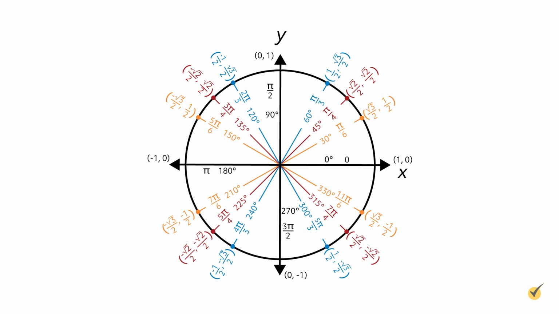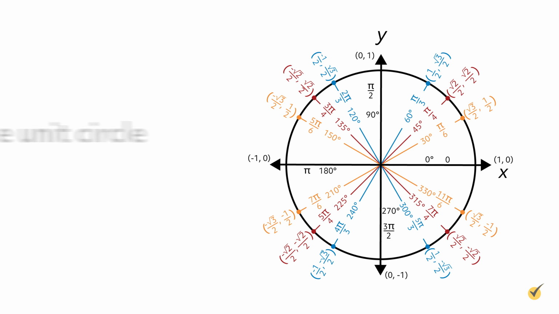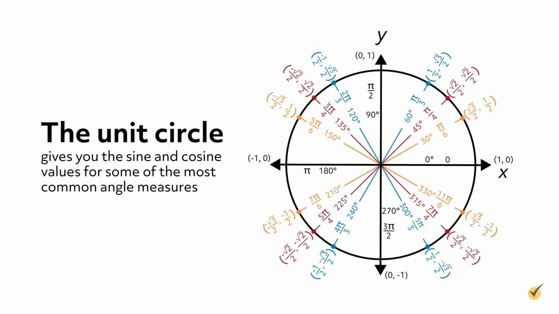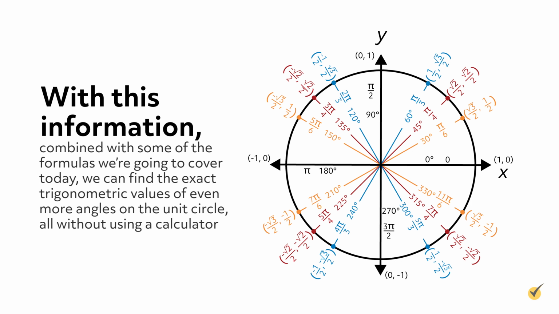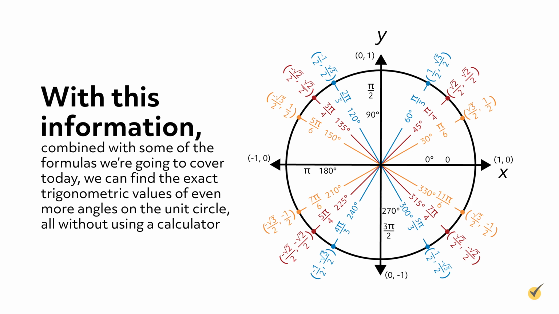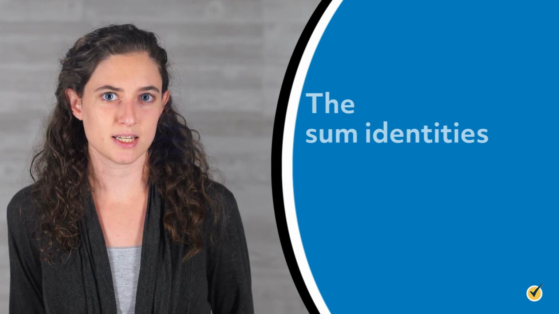Before we dive in, let's take a moment to review the unit circle. The unit circle gives you the sine and cosine values for some of the most common angle measures. With this information combined with some of the formulas we're going to cover today, we can find the exact trigonometric values of even more angles on the unit circle, all without using a calculator. Let's start with the sum identities.